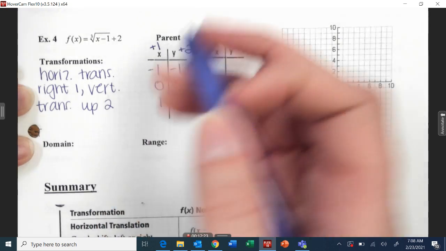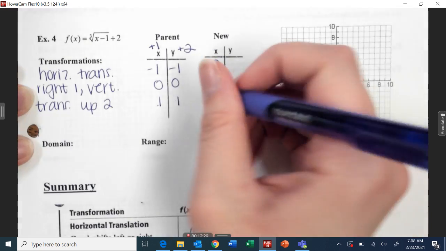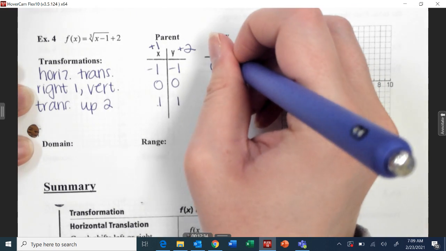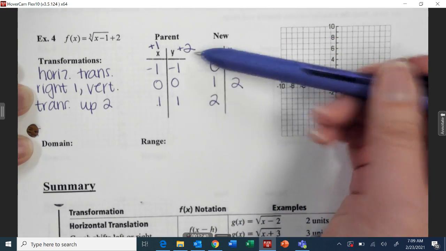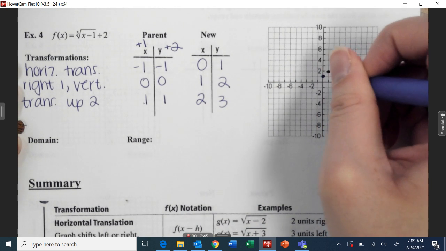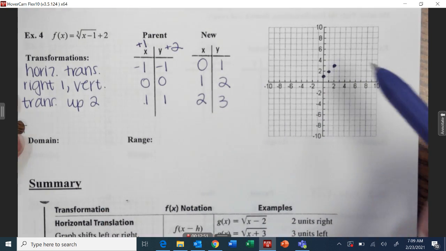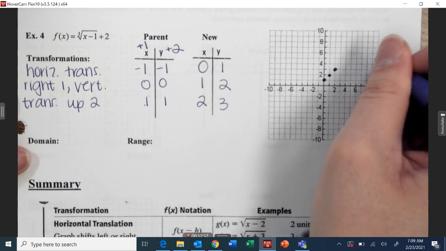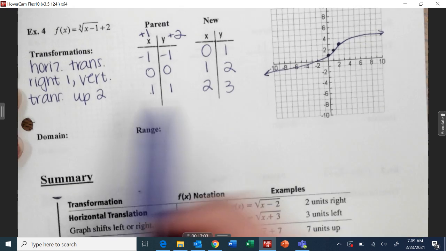So in the x's, negative 1 plus 1 is 0. 0 plus 1 is 1. 1 plus 1 is 2. In the y's, adding 2. Negative 1 plus 2 is 1. 0 plus 2 is 2. 1 plus 2 is 3. Now, the only problem when you graph the 3 points on the cube root function is it kind of looks like it's going to be a straight line. Remember, it's that stretched out S shape, so do your best to connect them kind of like that.